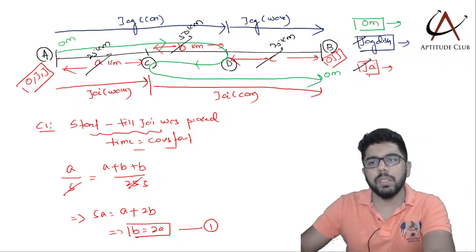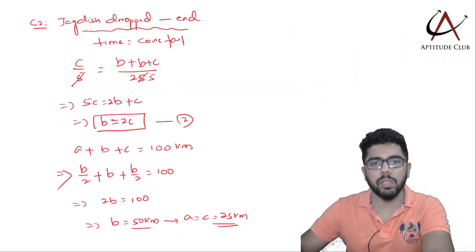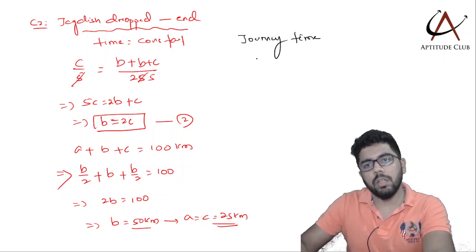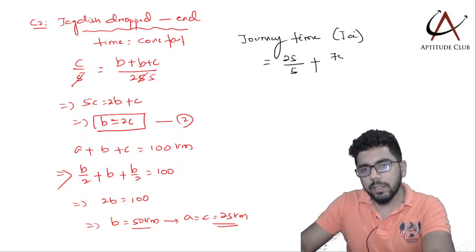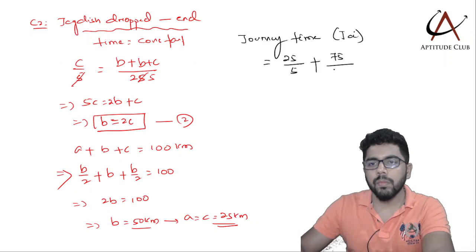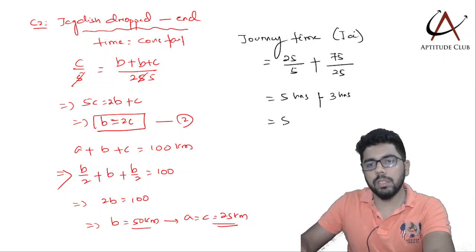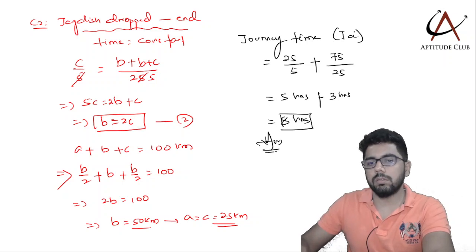But if let us say I am solving taking Jay, I can say that Jay for the first 25 kilometers was walking. So total journey time from the point of view of Jay. First 25 kilometers he was walking at a speed of 5 kilometers per hour, and the remaining 75 kilometers starting from point C till point B he was in the car. So this is 5 hours and then 3 hours. I can say the total journey time is 8 hours, and this is our answer.